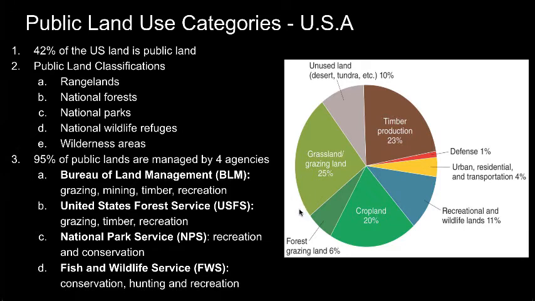The U.S. Forest Service is another one that manages timber and logging, as well as recreational permits, things like camping, hiking, and grazing activities as well on that land. The National Park Service tends to be recreation conservation, so managing our national parks. And then Fish and Wildlife Services, conservation, hunting, and other recreation activities as well.